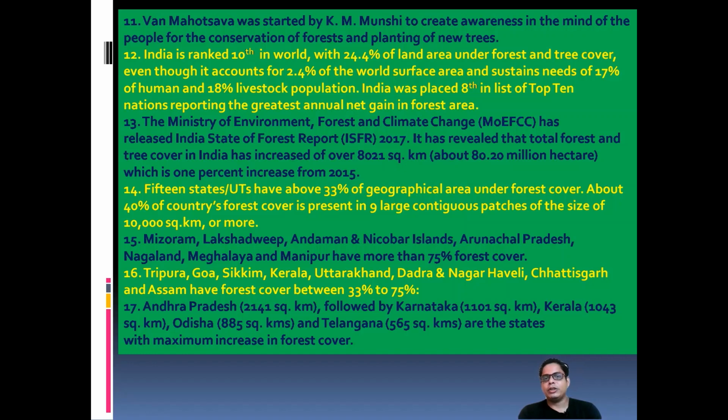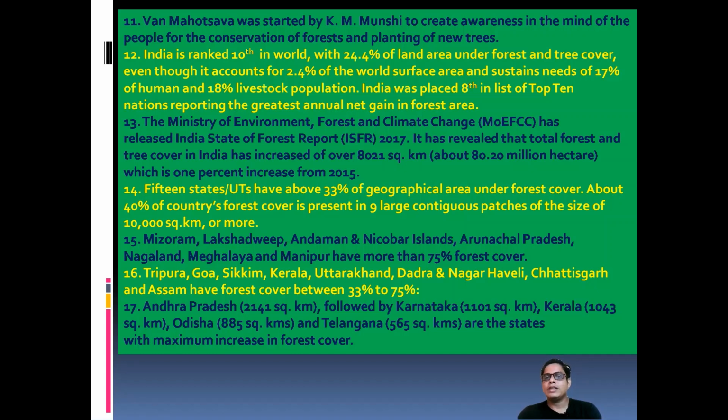Fourteen states and UTs have 13.3% of the geographical area under forest cover, and about 40% of the country's people are present in a large area of 10,000 square kilometers. Mizoram, Lakshadweep, the Andaman and Nicobar Islands, Arunachal Pradesh, Nagaland, Meghalaya, mainly the Seven Sisters, and Manipur have 75% of forest cover. So that thing we have to understand.